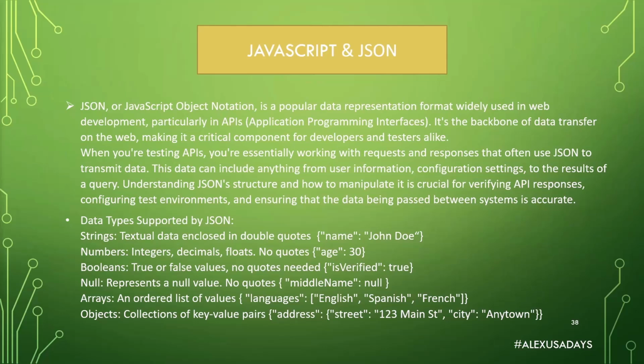You have an opening curly brace to start JSON. You have languages as a key, and the value for that key is actually an array. And within this array, you have multiple languages like English, Spanish, French. The last one is object, so collection of key value pairs as an object. So you open a JSON object in curly braces, which is an address, starts the key address, and the value within that address is another object, which has a street key value pair and a city key value pair.